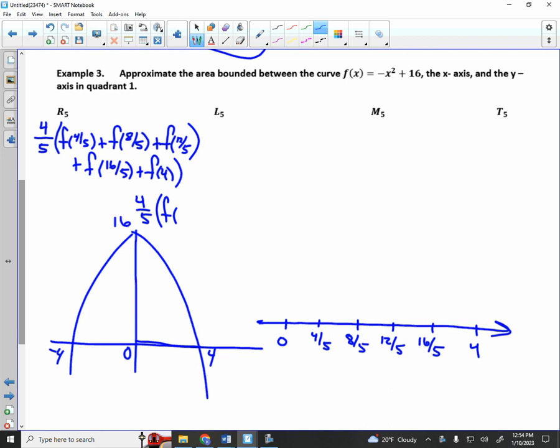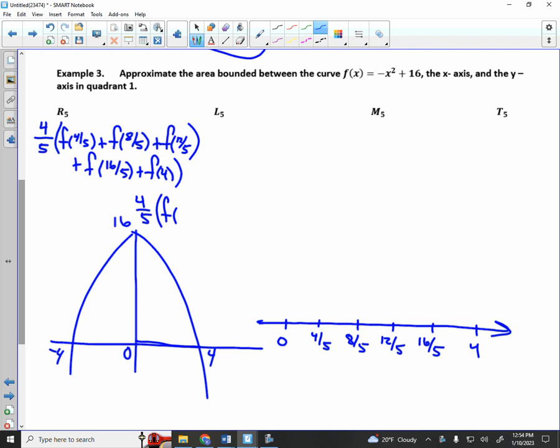Five, four, three, two, one. How is it going to be similar? You still have multiplied by 4/5. Yeah, we still have the same width, right? The width does not change. Yeah, we have 4 values that are the same, right?